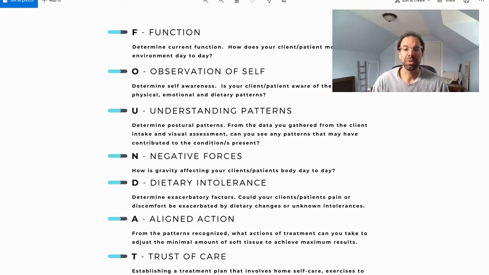So with the align action, we're going to take the patterns that we recognize from the past observations and intake, and then we're going to figure out what actions of treatment you can take to adjust the minimum amount of tissue to achieve maximum result. So we want to do the least amount of therapy possible.